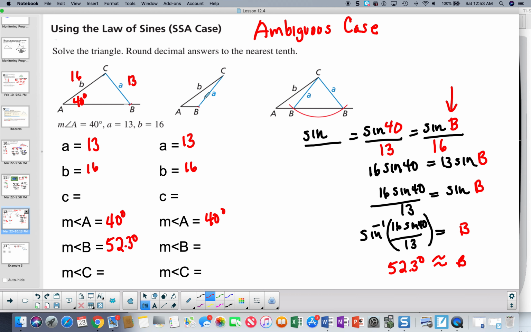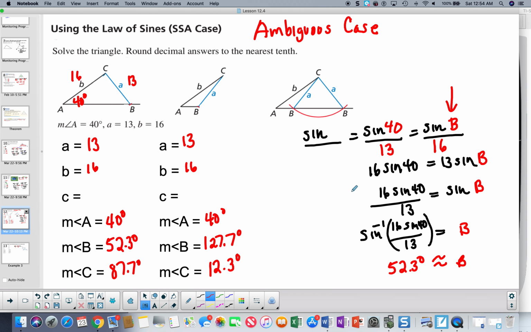So angle B could be this big obtuse angle, which is 127.7 degrees. So there are two answers that are possible. We could have this or this. Now, if this is the case, then I'm going to subtract 180 minus 40 minus 52.3. And for this scenario, this angle will be 87.7 degrees. And over here for this scenario, 180 minus 40, take away 127.7, that answer will be 12.3 degrees.